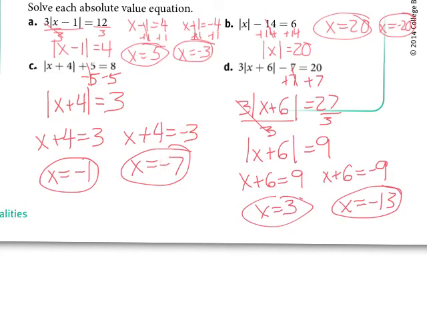On D, I have a couple steps that I have to do to get the absolute value by itself. Get rid of a minus 7 by adding 7 to both sides to get 27 on the right. Then I need to divide by the 3 to get rid of it on both sides, and I get the absolute value of x plus 6 equals 9. So this needs to be 9 spaces away from 0. So I set x plus 6 equal to 9 and x plus 6 equal to negative 9. Solve, and I get 3 and negative 13. Okay.